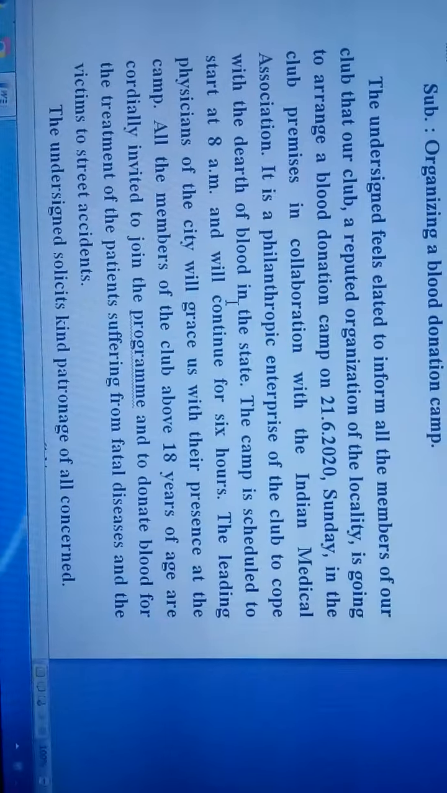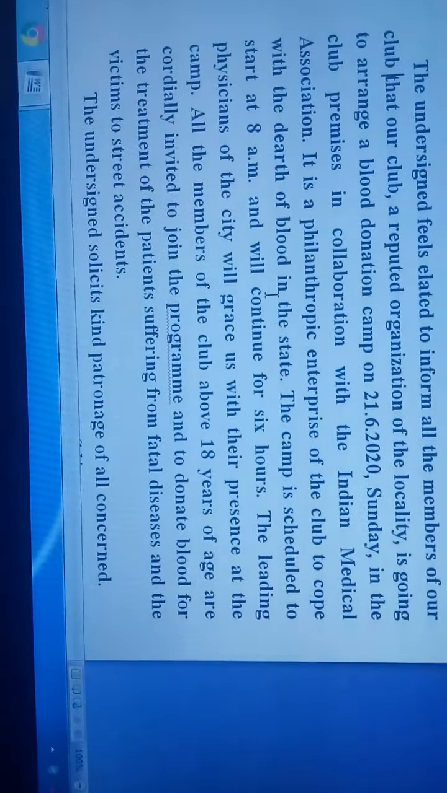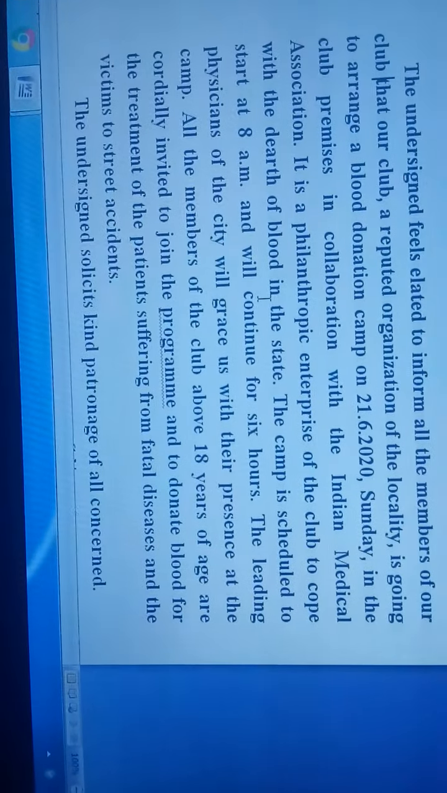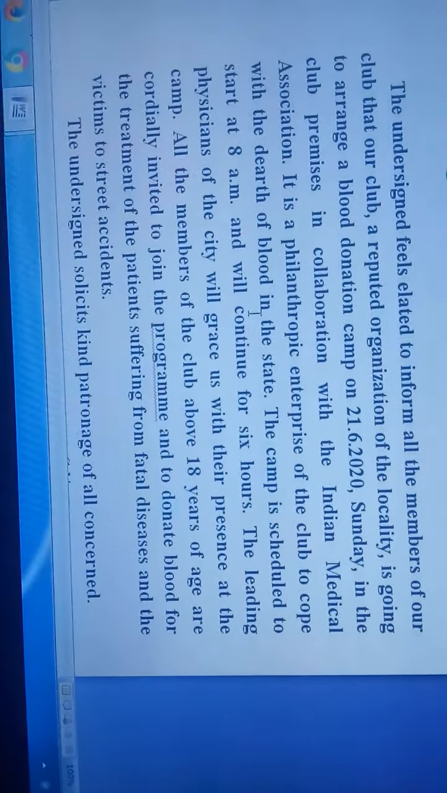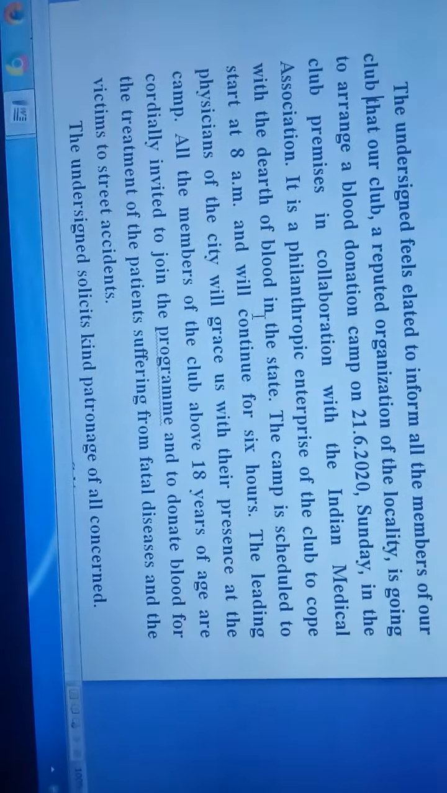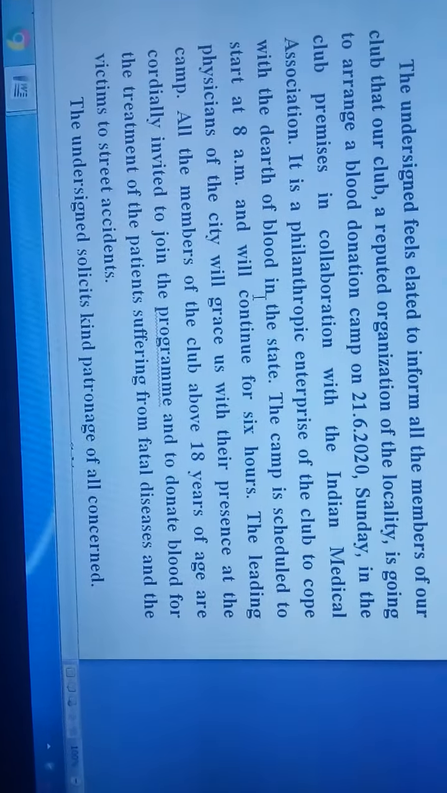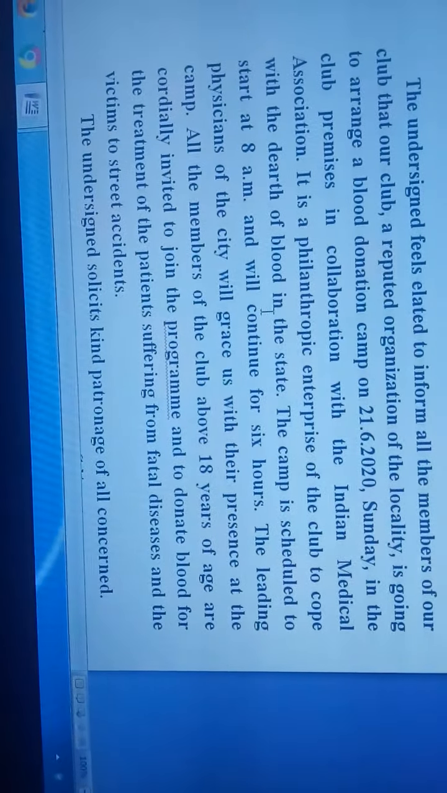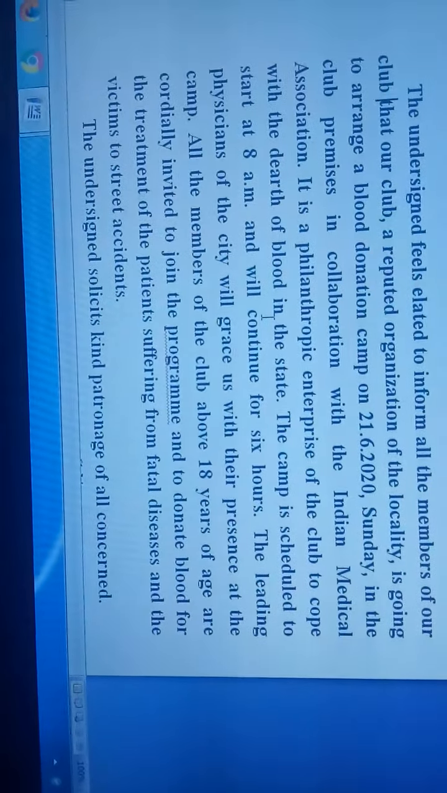All the members of the club above 18 years of age. People below 18 years of age cannot participate in a blood donation camp actively. They may work for it, but they cannot donate blood. So you have to mention the point. All the members of the club above 18 years of age are cordially invited to join the program.